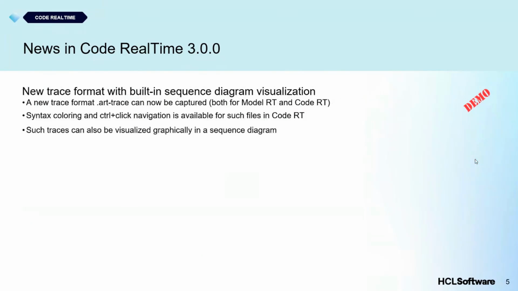And then there is a big exciting news that actually applies both for Code and Model Real-Time, which makes it possible to capture traces from a running application in a new format, .arttrace. That format has built-in support in Code Real-Time so that you get syntax coloring and control click navigation, but it's also possible to visualize such traces in a sequence diagram in Code Real-Time. So you can capture the trace, for example, in Model Real-Time, but then go to Code Real-Time for visualizing it graphically.